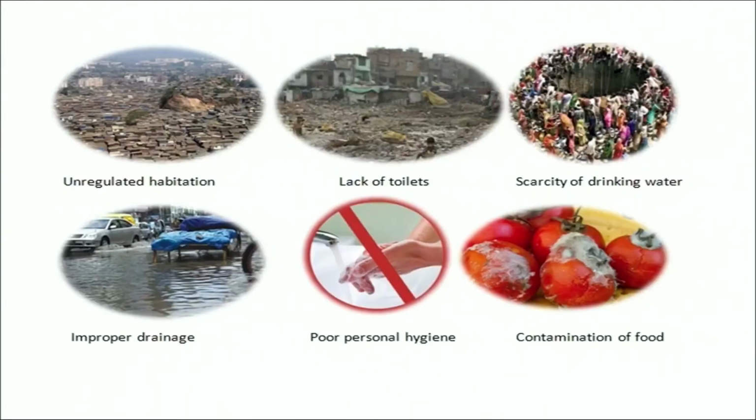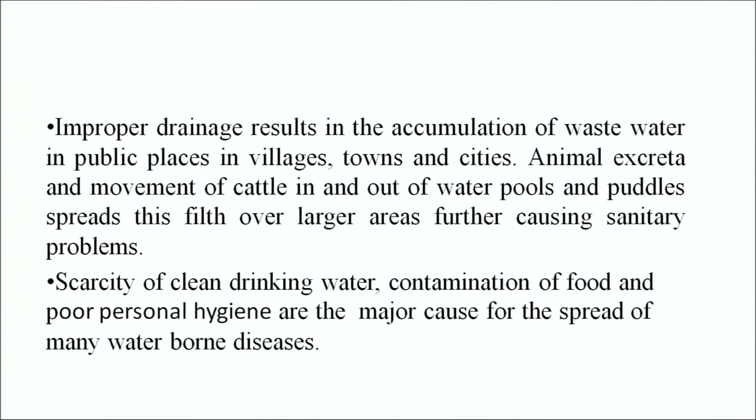As you see in the image, unregulated growth of habitation and lack of proper toilets, especially in villages, towns and slum areas of cities, does not permit proper disposal of human waste, which in turn leads to improper sanitary conditions and health hazards. Improper drainage results in the accumulation of wastewater in public places in villages, towns and cities. Animal excreta and movement of cattle in and out of water pools and puddles spreads this filth over larger areas, further causing sanitary problems. Scarcity of clean drinking water, contamination of food and poor personal hygiene are the major causes for the spread of many waterborne diseases.